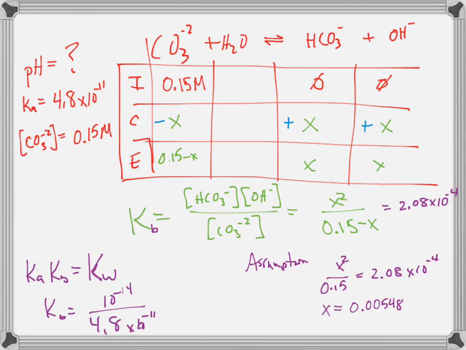Almost guaranteed on a multiple choice test. What number do you think shows up? 0.00548. Good job. You solved for x. Did you answer the question? No. What was x? Concentration of OH minus. What do we need to do?